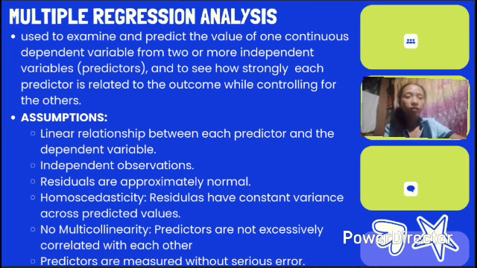So the assumptions of this multiple regression analysis: first is the linear relationship between each predictor and the dependent variable. Second, independent observations. Third, residuals are approximately normal. Fourth, homoscedasticity, or residuals have constant variance across predicted values. Fifth is no multicollinearity, or predictors are not excessively correlated with each other. Then last is that predictors are measured without serious error.